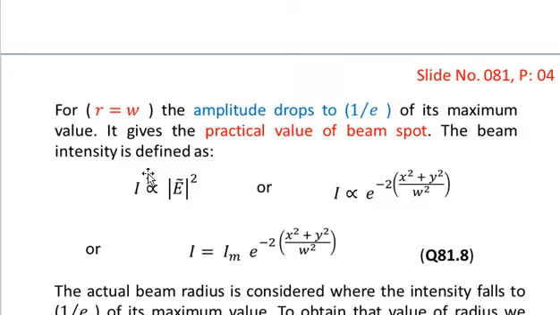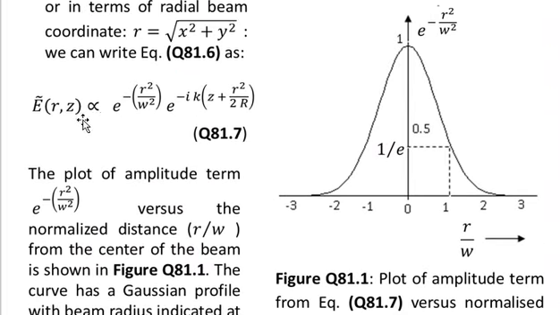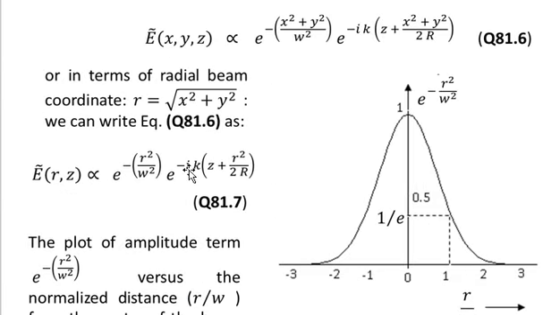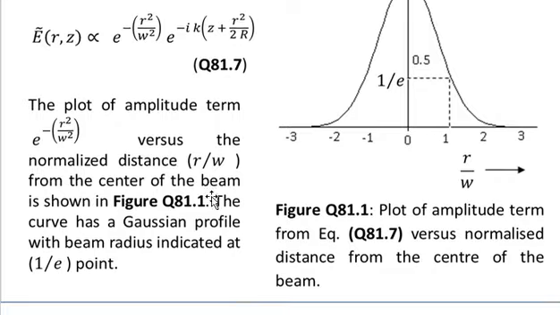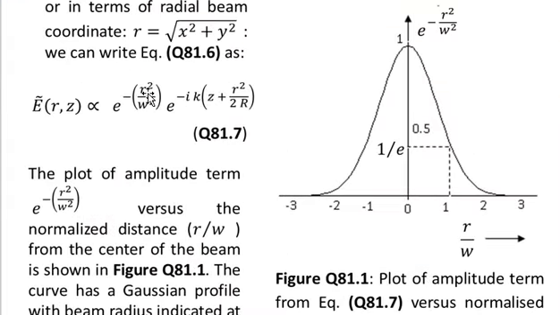The beam intensity is defined as follows. You know that intensity is proportional to the absolute square of E prime, where E prime has been defined in equation number 7. If you take the absolute value of this quantity, the factor e to the power minus iota k times something within the parentheses is eliminated. So we have intensity proportional to e to the power minus 2 times (x square plus y square) over w square, represented in x and y coordinates. Or you can also write it as minus 2 times r square over w square if you want to use the representation in terms of the r variable.